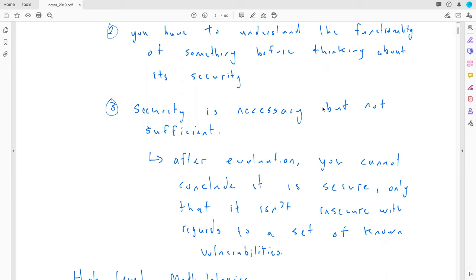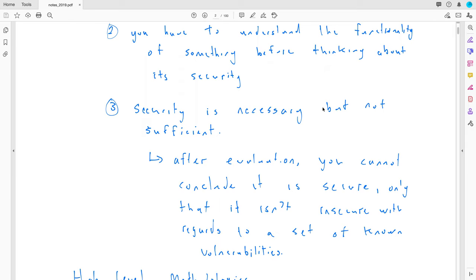Take the pen testing example. It's a great example. Here are 1,000 things that people have tried before. I tried them all on this and it doesn't work. So it's secure against that history of past thoughts. Does that mean that no one will come up with a brand new attack that no one's thought of and break your system?